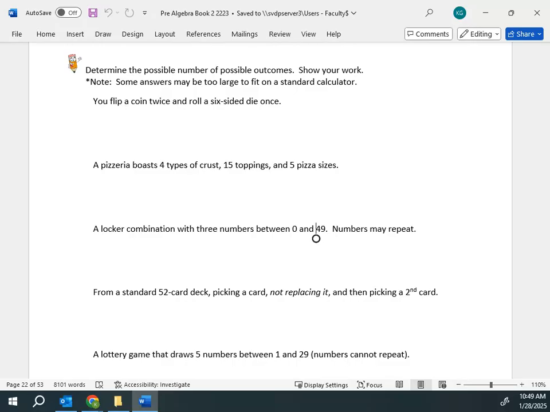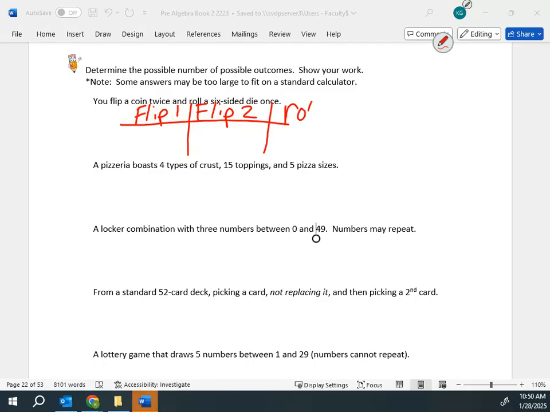So let's look. You flip a coin twice, and you roll a 6-sided die once. How many events is that for my table? There are 3 different events happening. So we have flip 1. We have flip 2, because we flipped it 2 times. Each one of the flips is an event. And then we have roll. We only roll it 1 time, so I can just write roll. So now we have number of outcomes.